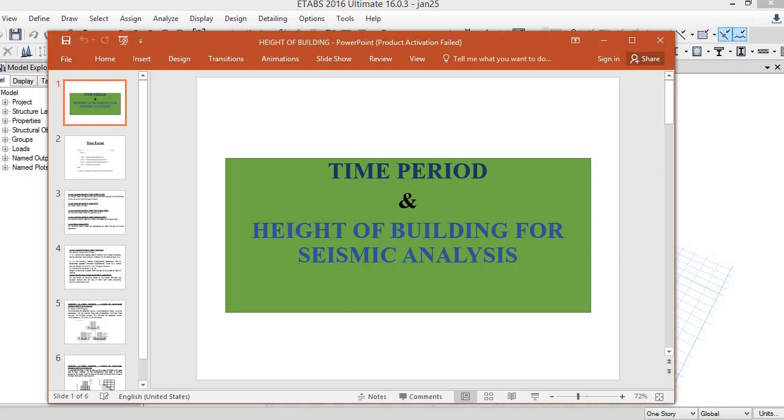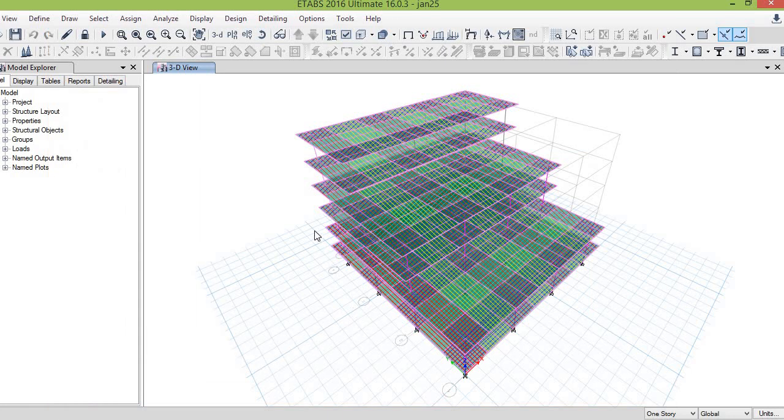For example, I have already modeled one structure, the step-back building, or setback building, these two close setback. So while taking the height of buildings for the seismic analysis from that particular formula mentioned earlier, if it is an 18 meter height of building, then it may come around 9.01 meters. So the height of building to use is only 9 meters.